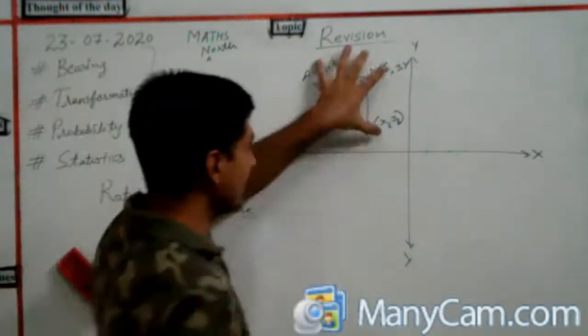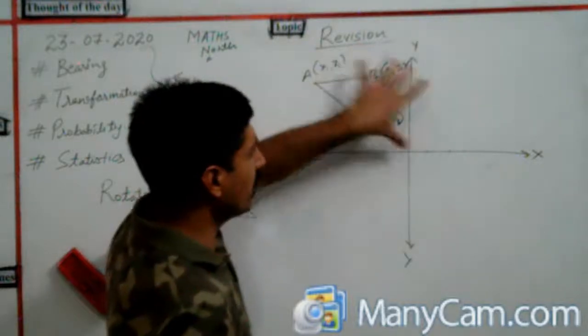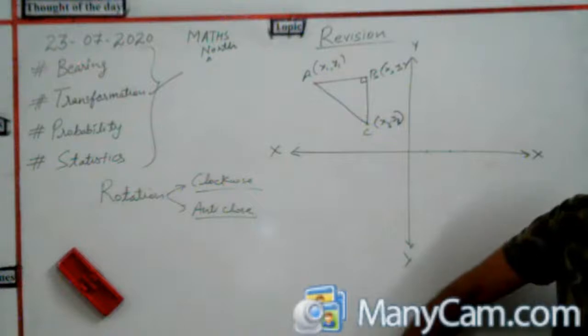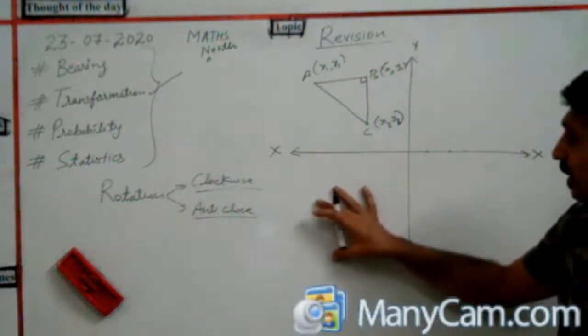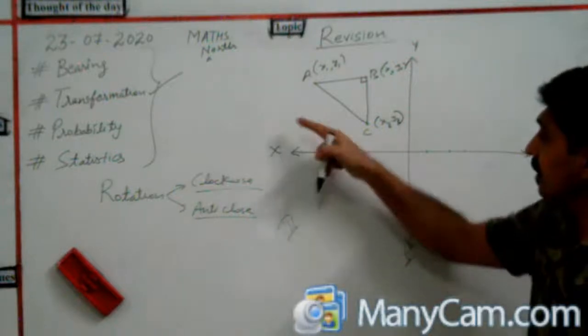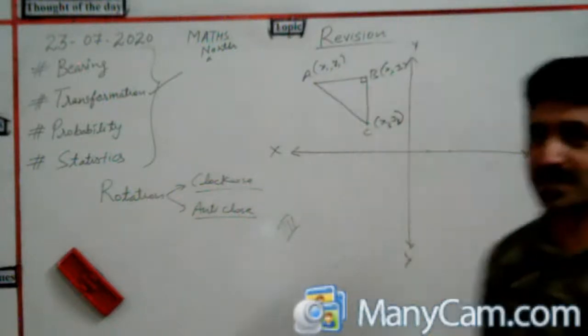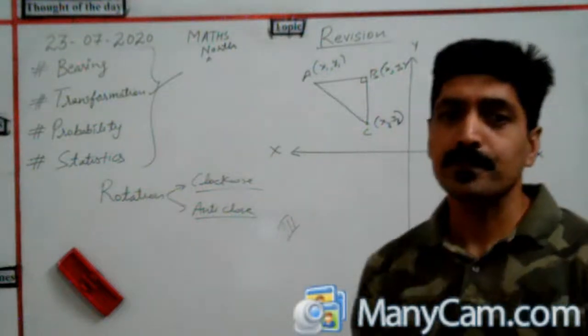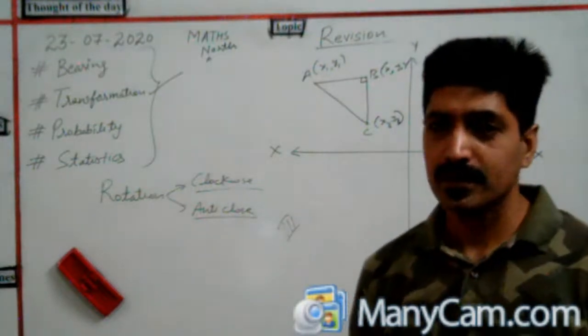This triangle is in the second quadrant. When we are going the rotation 90 degree, it will come in the third quadrant. And if we are going the rotation in clockwise direction, then from second we go to the first quadrant. So what we will do?